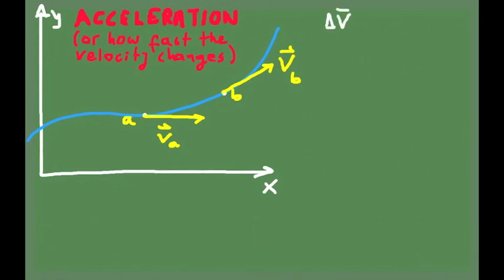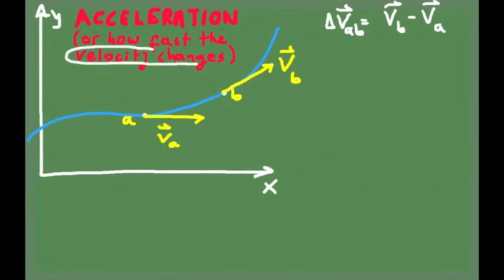So since we're talking about how the velocity changes, a very important quantity that we need to calculate is the difference between the velocity at B and the velocity at A. That's delta V AB. That takes care of the part of the acceleration concept which has to do with velocity change. Every time you hear the word change in physics, it's always going to mean the difference between the value of the quantity at one point and the value of the quantity at another point.